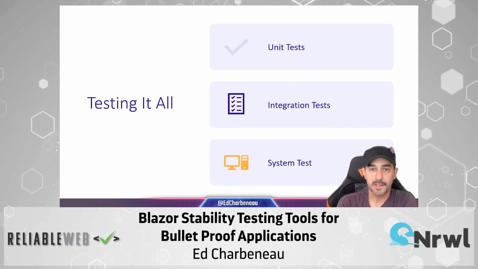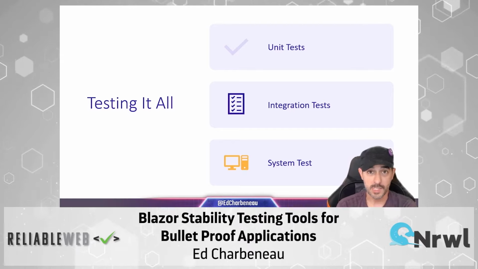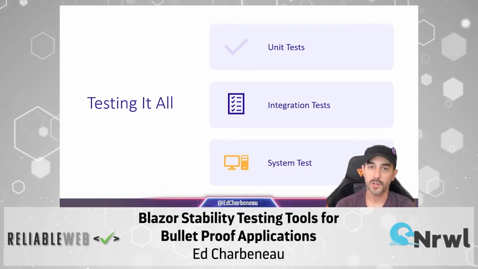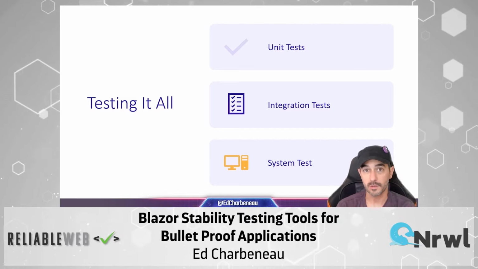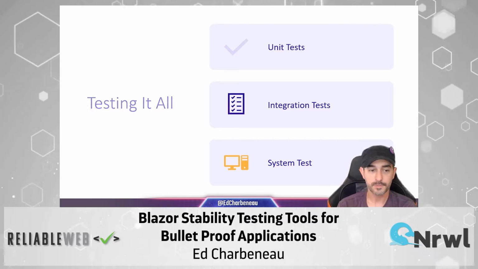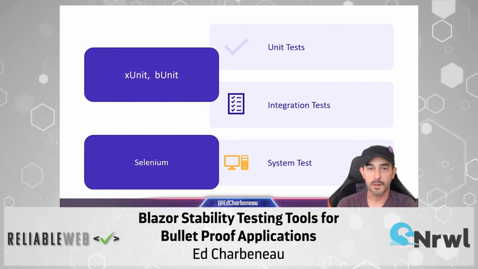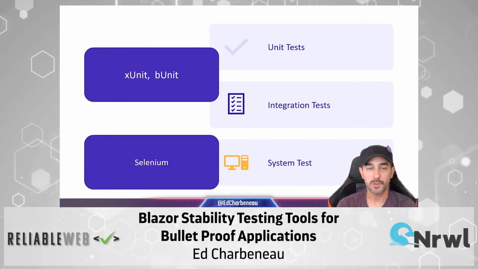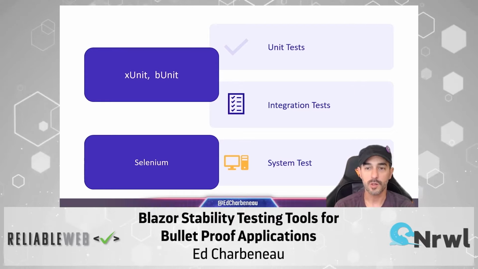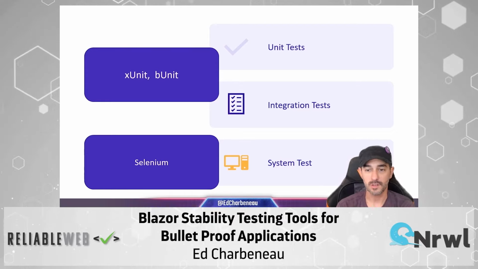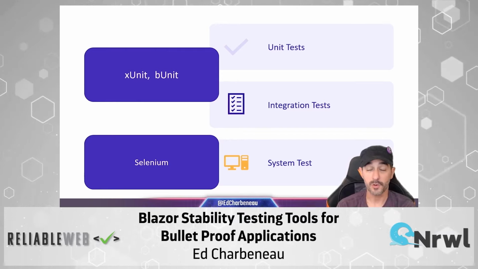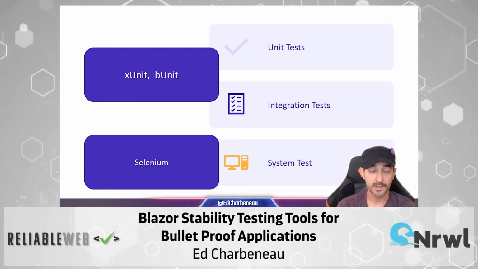And I'm talking about testing it all. We can do all sorts of test scenarios with our Blazor applications. We can do unit testing, integration testing, and full system testing with this framework. Now, depending on the tools that you use, you're probably going to use something like XUnit or bUnit to do those front-end unit testing and integration testing. You may use something on the back end or for the system testing like Selenium.